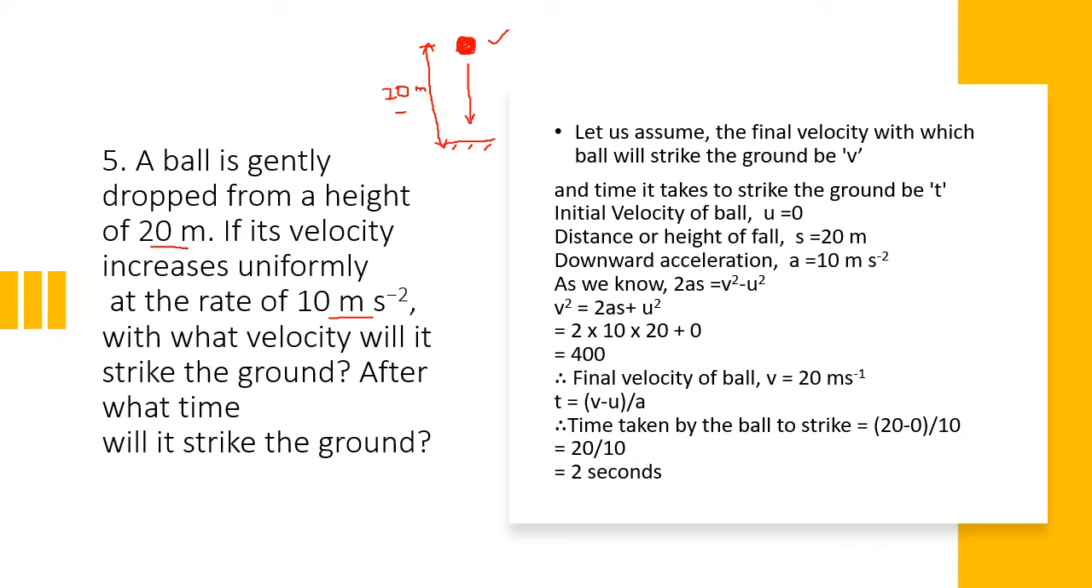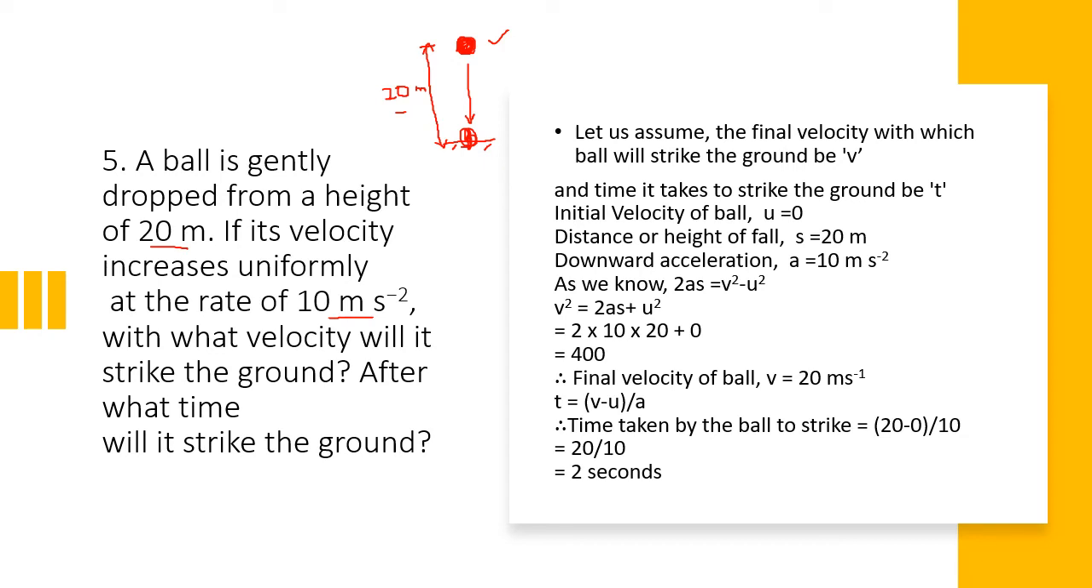Okay. So what is your question? What is the final velocity? At what velocity will it strike the ground? Once it touches the ground, what will be the velocity of the ball? And at what time will it strike the ground? What is the time period? So these two are your questions, and the rest is your given values.